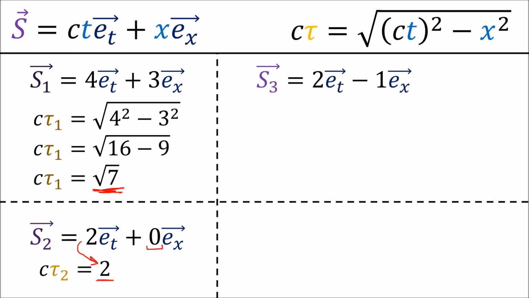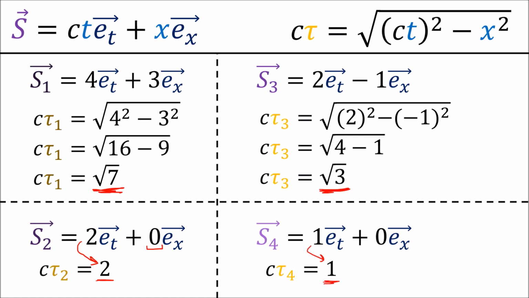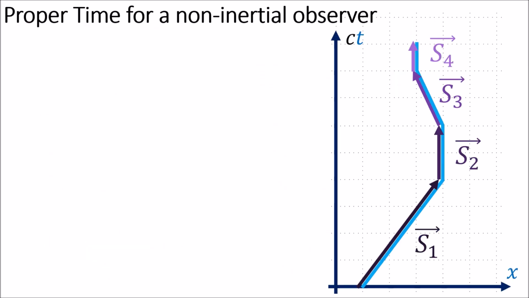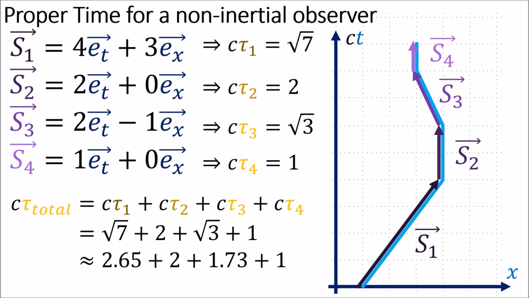For S3, the components are 2 and -1, so c times tau ends up being just the square root of 3. And again, for S4, we can read c times tau equals 1 directly from the time component, since the space components are 0. If we add up all these proper times together, we get the square root of 7 plus 2 plus the square root of 3 plus 1, which ends up being about 7.38.